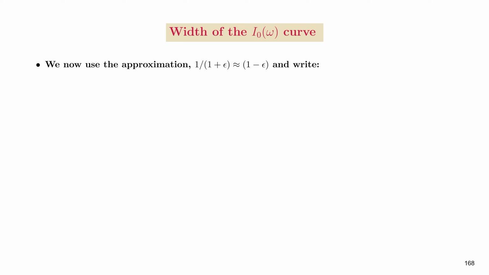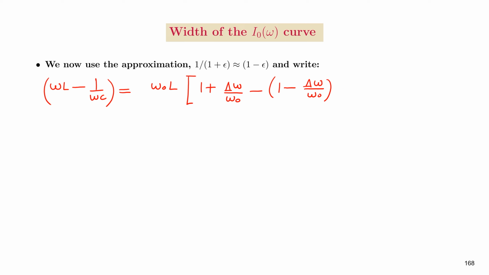We may now use the approximation 1 over 1 plus epsilon approximately equal to 1 minus epsilon, and write omega L minus 1 by omega C as equal to omega 0 L multiplied by 1 plus delta omega divided by omega 0 minus 1 minus delta omega divided by omega 0, and this is equal to omega 0 L multiplied by 2 times delta omega divided by omega 0 upon simplification.